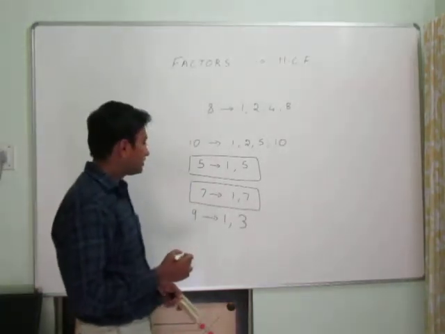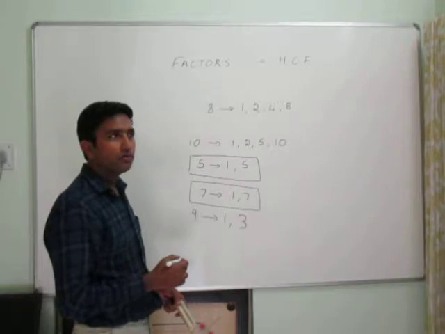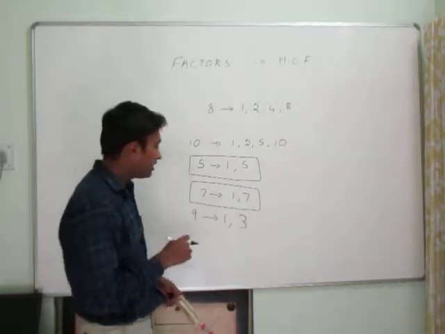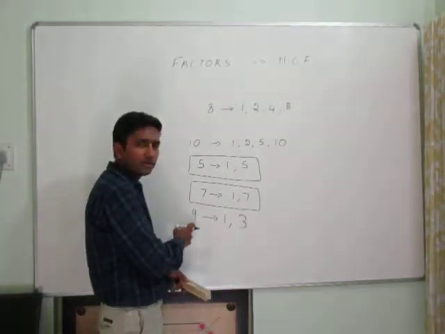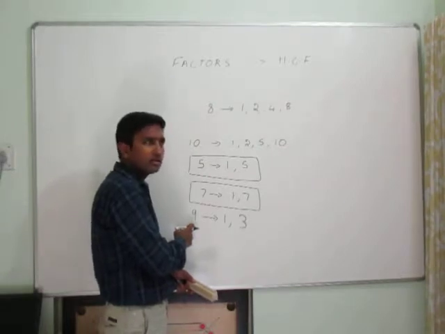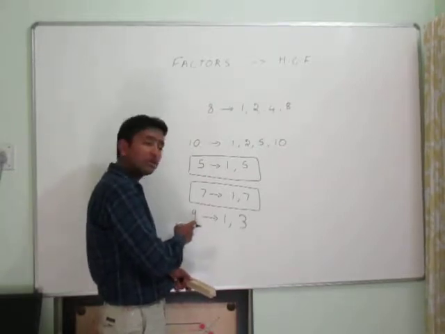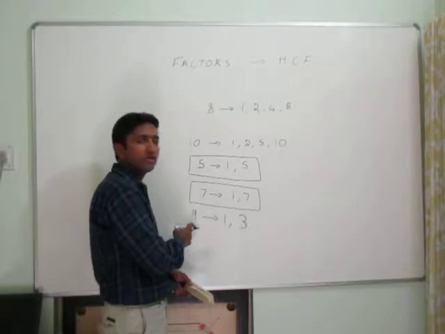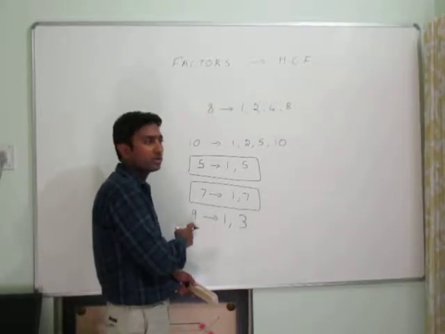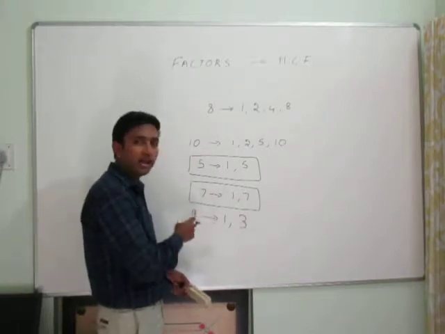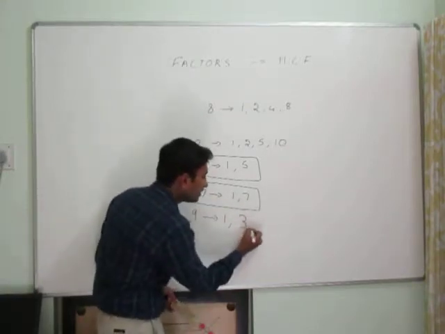Then, is it divisible by 4? 4 1s are 4, 4 2s are 8, 4 3s are 12. No. Is it divisible by 5? 5 1s are 5, 5 2s are 10. No. 6 1s are 6, 6 2s are 12. It's not divisible by 6. 7 1s are 7, 7 2s are 14. No. 8 1s are 8, 8 2s are 16. No. Lastly, 9 1s are 9. 9 is divisible by 9.